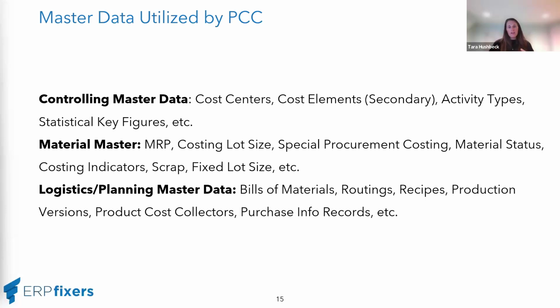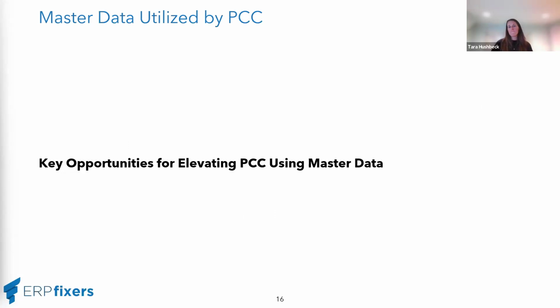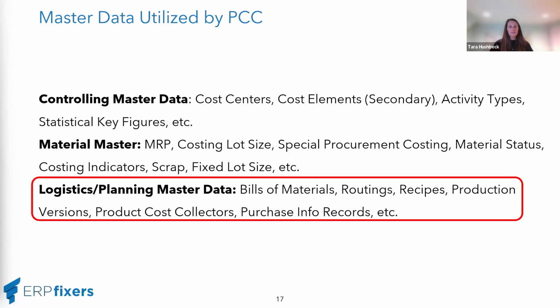So there's that whole bucket of logistics and planning master data that we're going to need to use from the product cost controlling side. So now that I've laid out the pieces of master data that are utilized by product costing, I'm going to drill into each one of these buckets. I'm going to start at the bottom, for no other reason than I thought it made the most sense to start with logistics and planning.